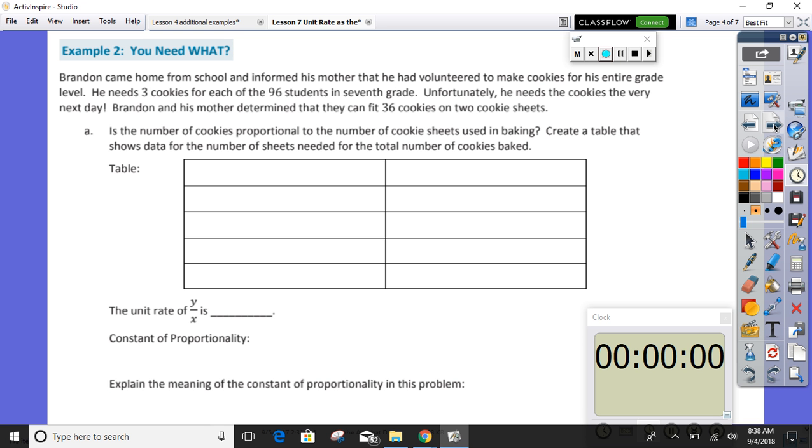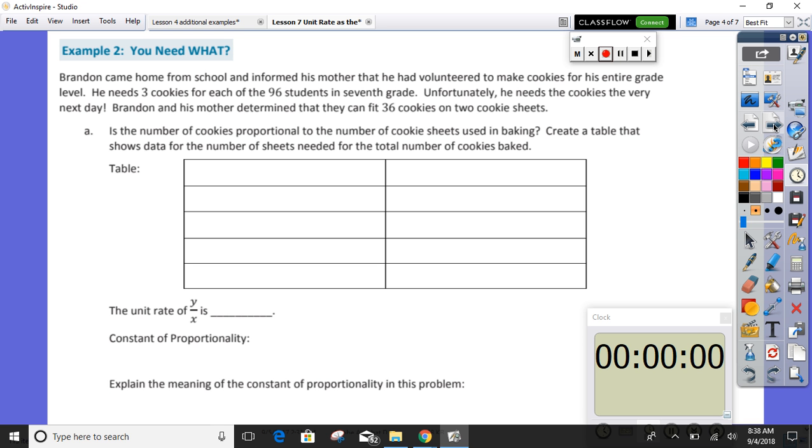How many of you would your mother or father be kind of irritated with you if you came home and said that you volunteered to make cookies for your entire grade? I would be. I would be like, oh my gosh, we don't have the ingredients. We're going to have to go to the store. It's going to take all night. Anyhow, so it would be kind of annoying.